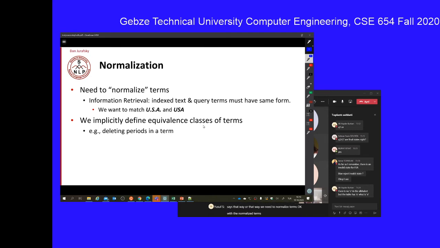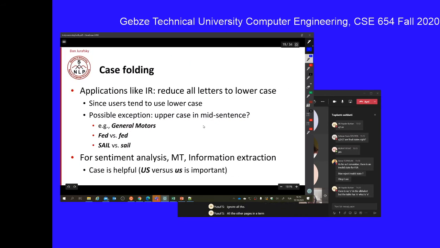So we can do this by either using some rules, or we implicitly define equivalence classes, saying that this word and this word are equal. Or we are going to ignore all the periods in a term, kind of like that.